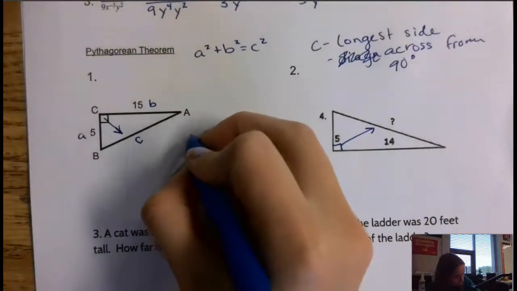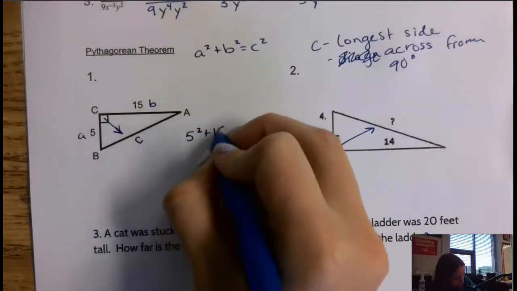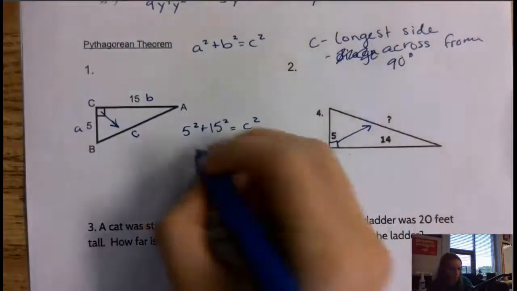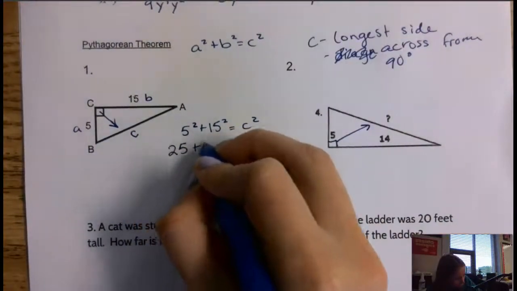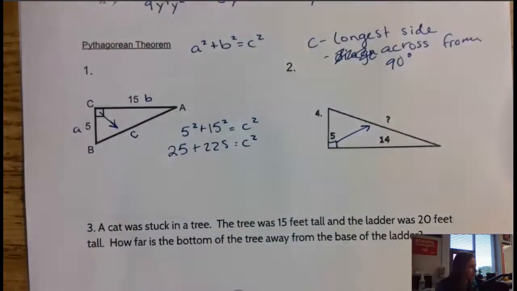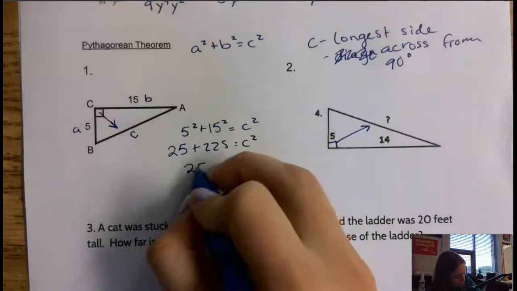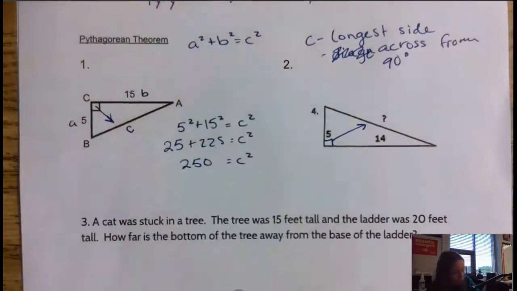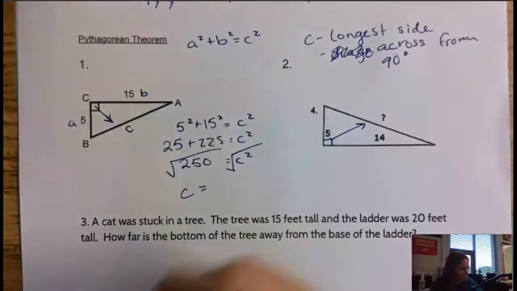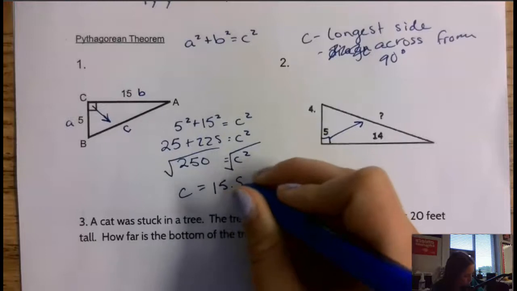So we would have 5 squared plus 15 squared equals C squared. Now we can simplify. 25 plus 225 equals C squared. Then we have 250 equals C squared. And we want to know what C is, so we have to take the square root. So we're going to square root both sides, and C equals 15.8.